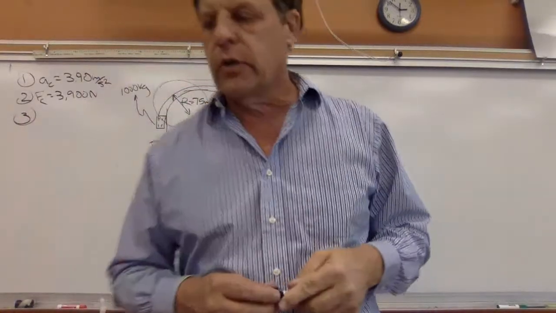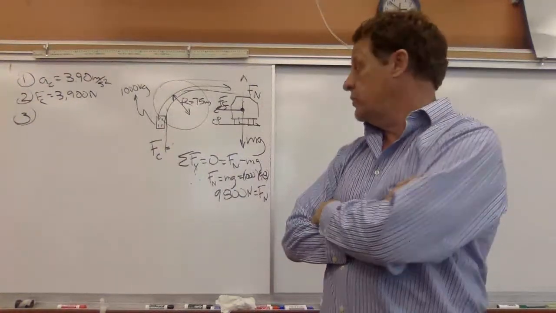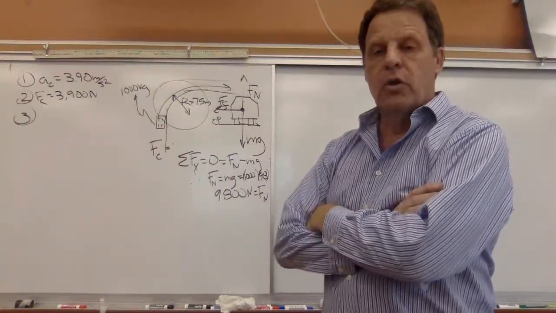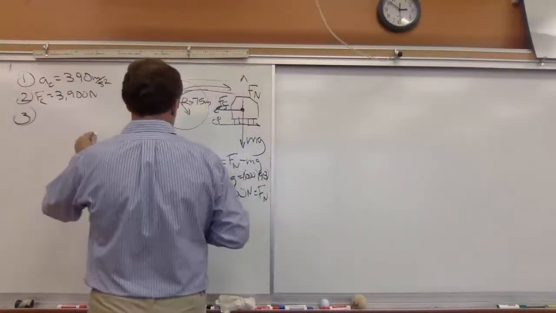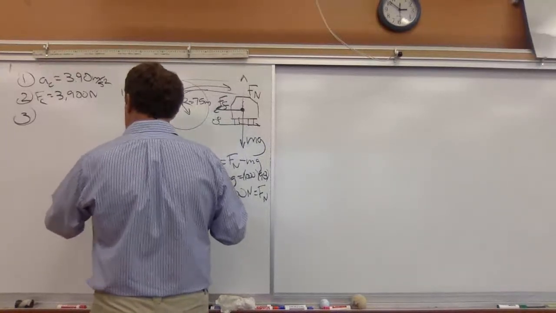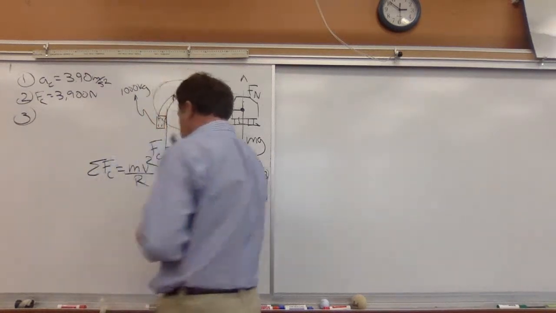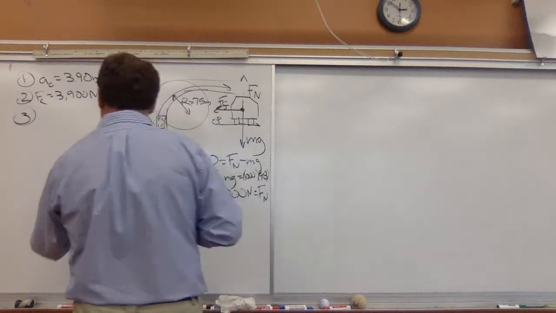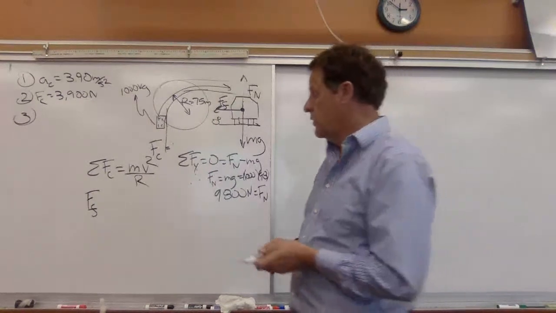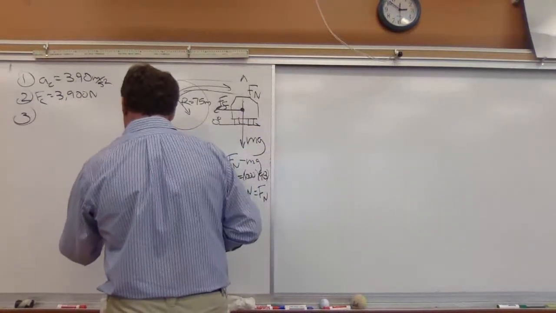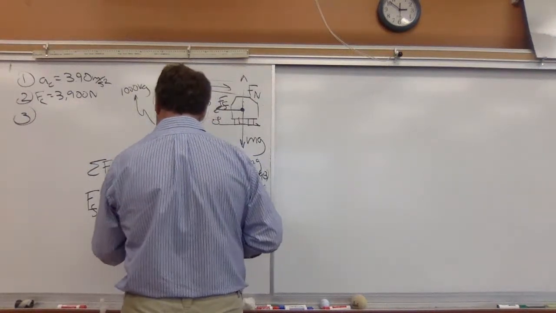Now, if we check the question here, that is not the answer, but it's partway there. Remember, we want to know the force of friction. So just like here, we're going to have the sum of the forces towards the center is equal to mv squared over r. Now, that is going to be the force of friction. The force of friction is going towards the middle, which is mu times force normal, and that's going to be equal to mv squared over r.